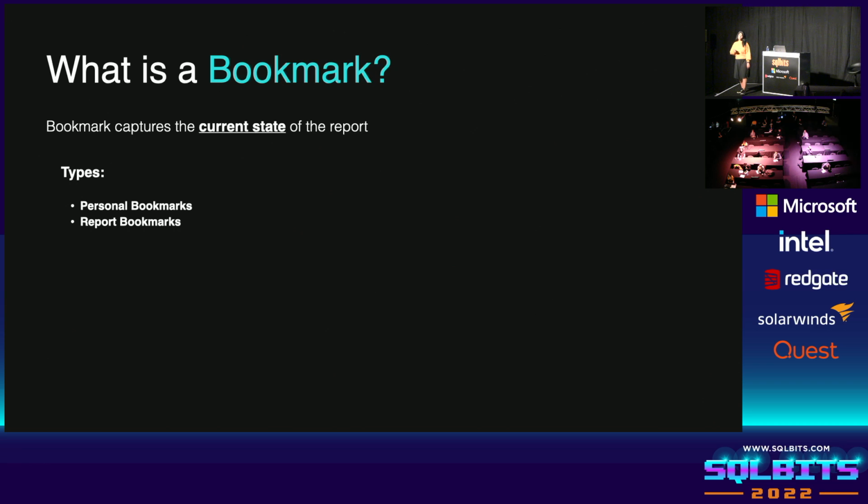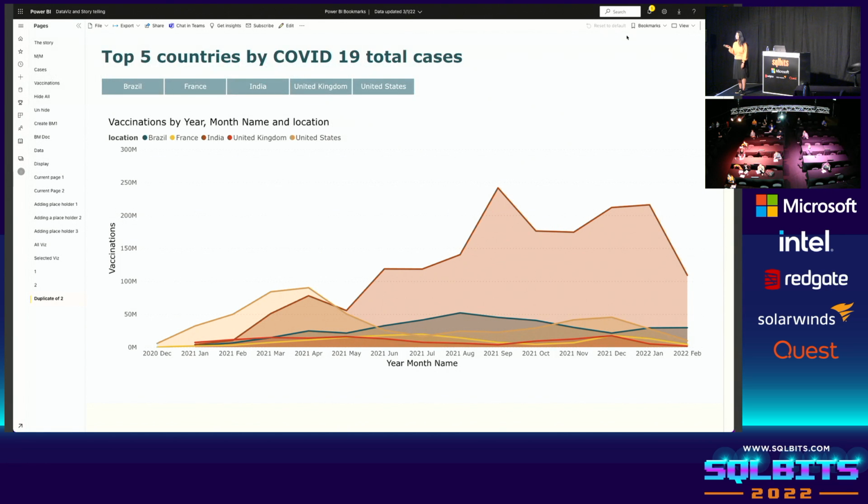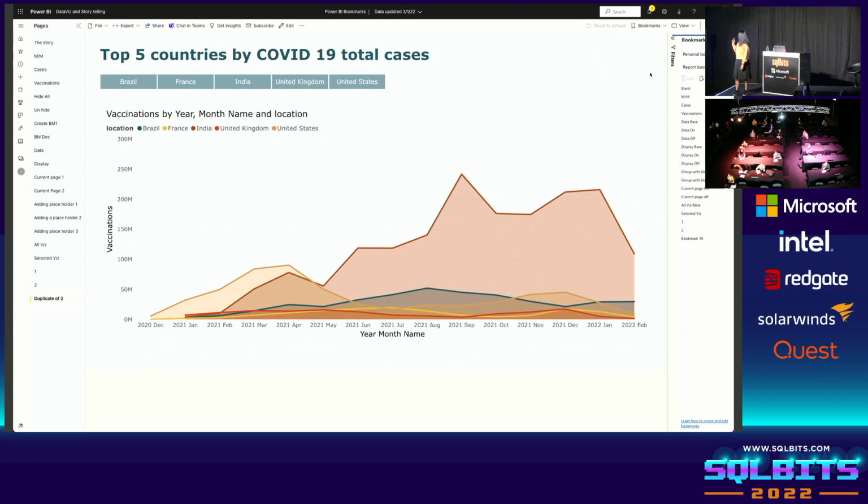So there are two types of bookmarks: personal bookmarks and report bookmarks. Personal bookmarks you can create in the Power BI service. When you go to your report and click on Bookmarks, there comes the personal bookmark. You click on Add Personal Bookmark, give it a name, save, and then it appears in the bookmarks menu. The report bookmarks are the ones you see below. So there are two sections: one is personal bookmarks, and one is report bookmarks.